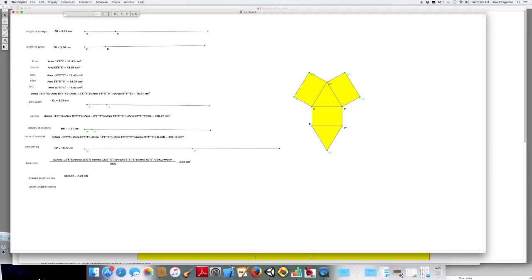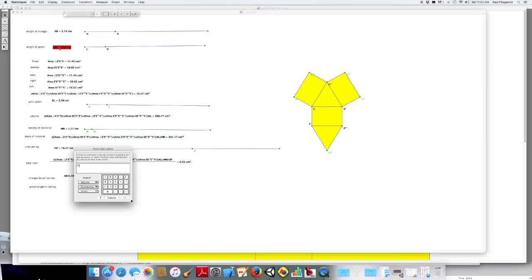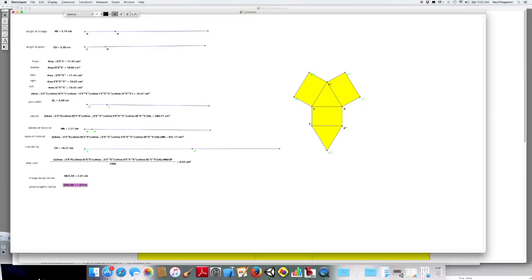And we're going to do the same thing over here. Calculate this length times 0.39. It's going to give us 1.37. We know those are inches, even though it says centimeters.